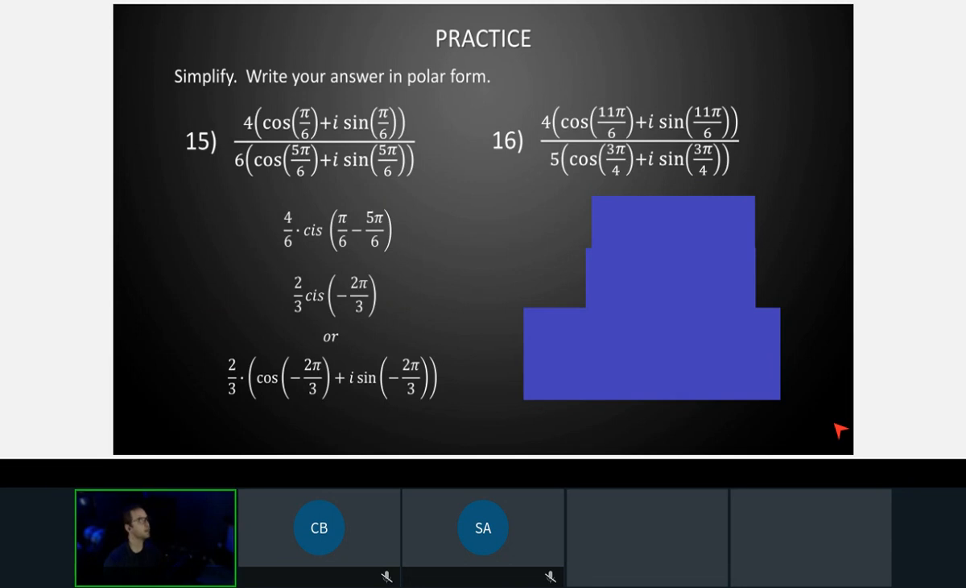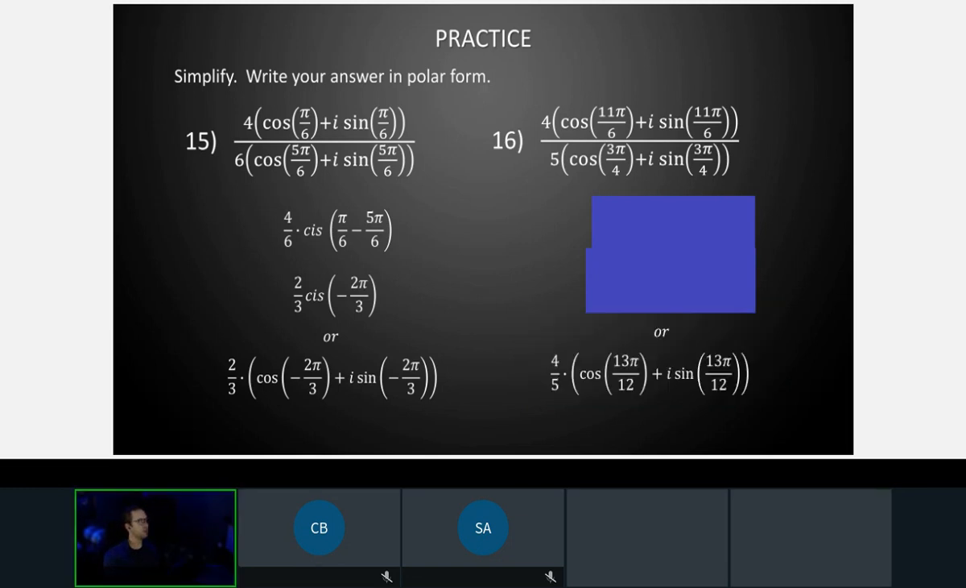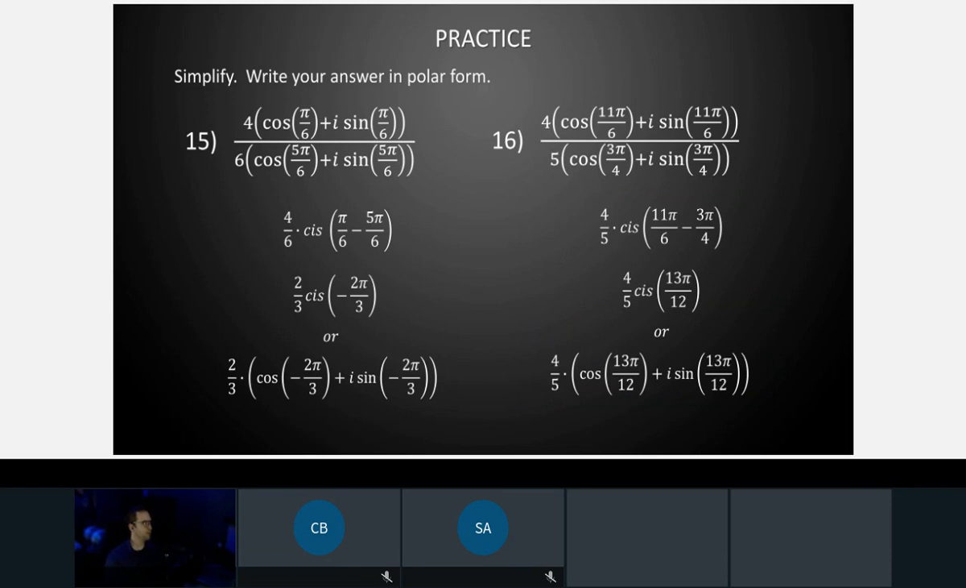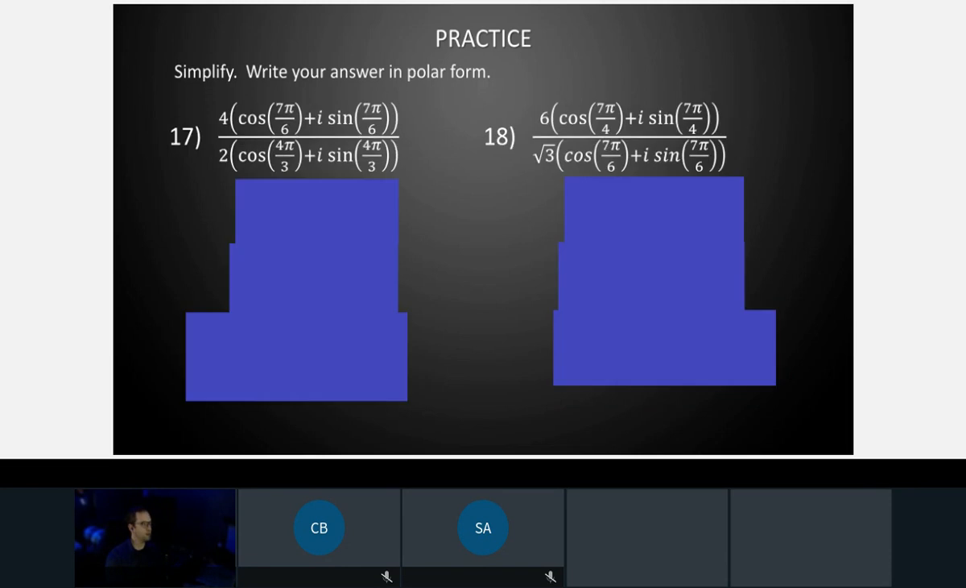All right, what is the final answer for number 16? 4 over 5 cis 13 pi over 12. Let's take a look. I agree. 4/5 cis 13 pi over 12. All right.